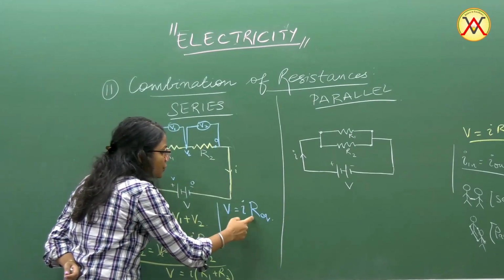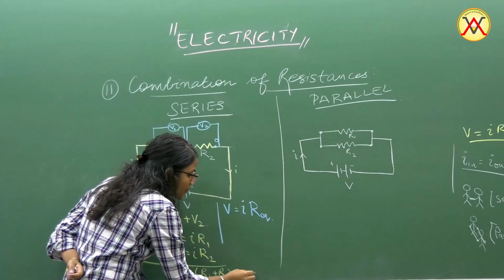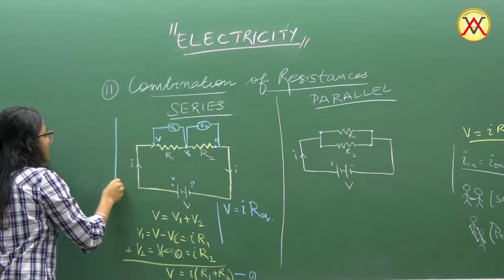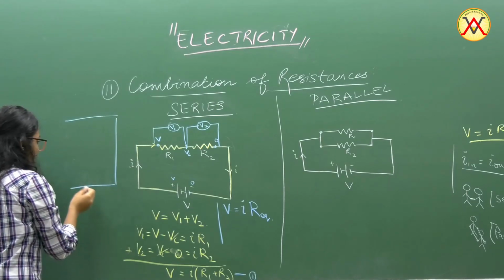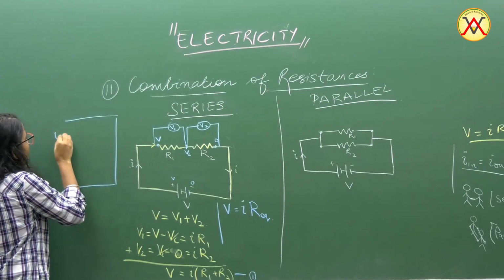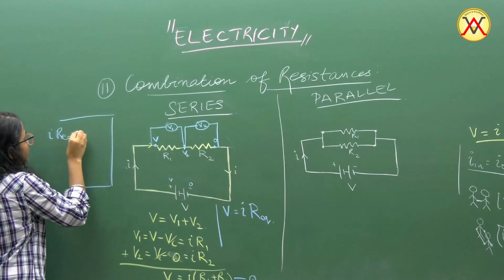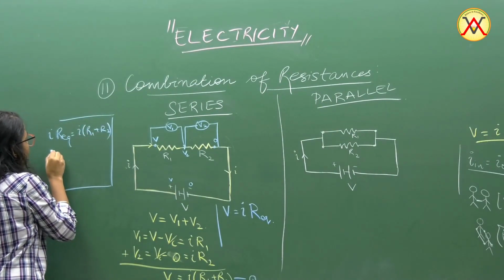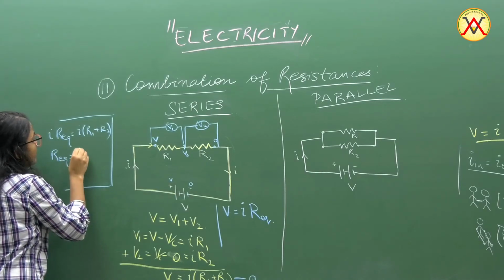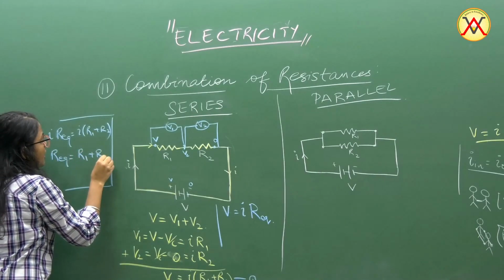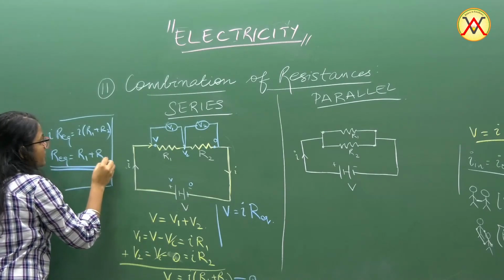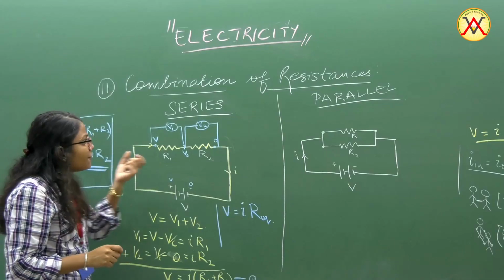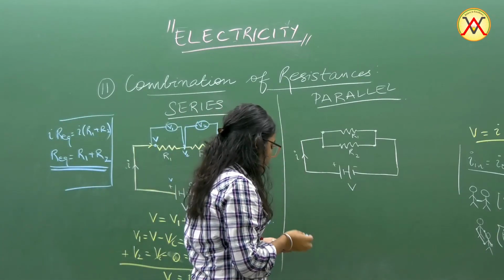If we just substitute this in our first equation, what do we have? I into R equivalent equals I into R1 plus R2, which gives our R equivalent equals R1 plus R2. This is the result of our series combination. Similarly, let's find out the result for our parallel combination.